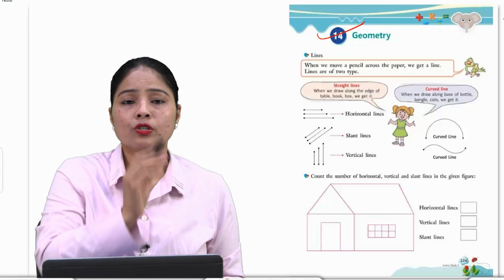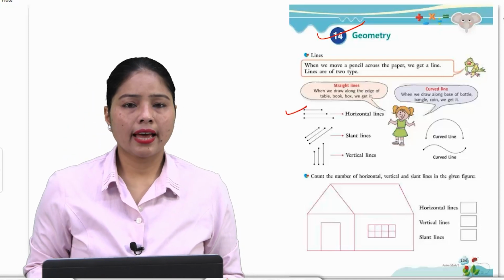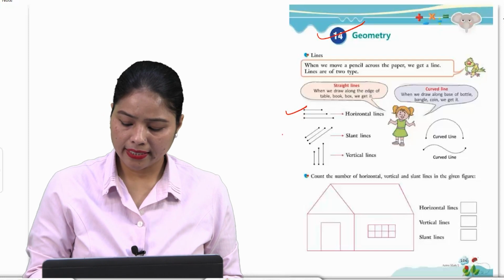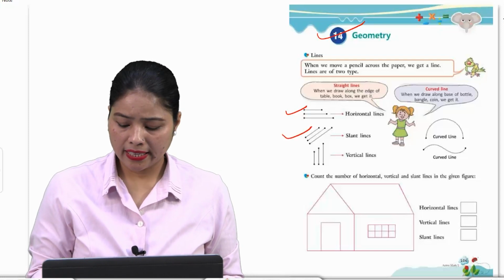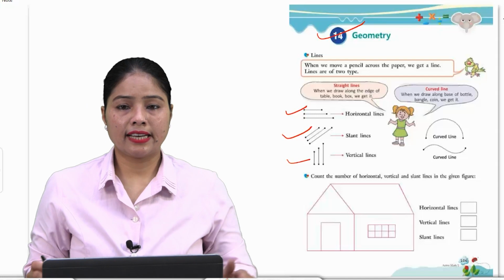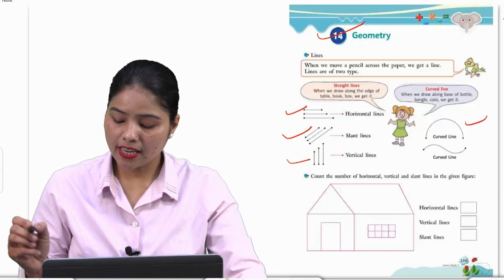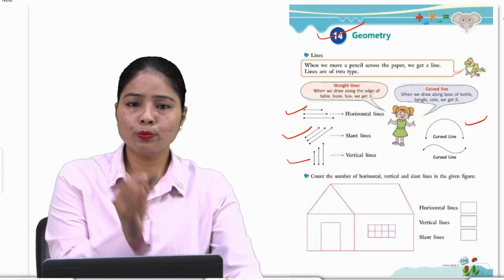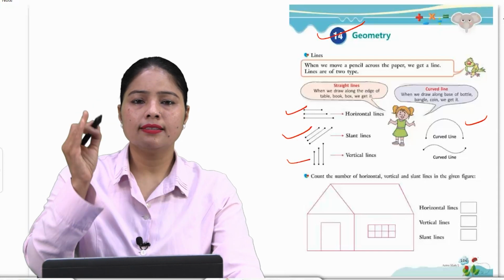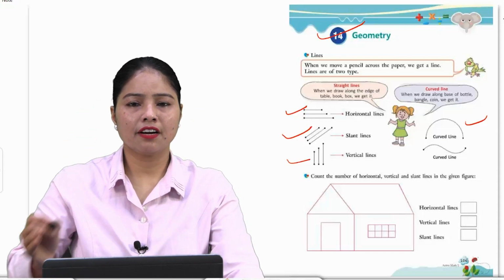So these are horizontal line like this, and then slant line like this. This is vertical line like standing wise. So vertical lines, and this is curved line. Okay. So I hope you understood well. Horizontal, slant, vertical and curved lines.